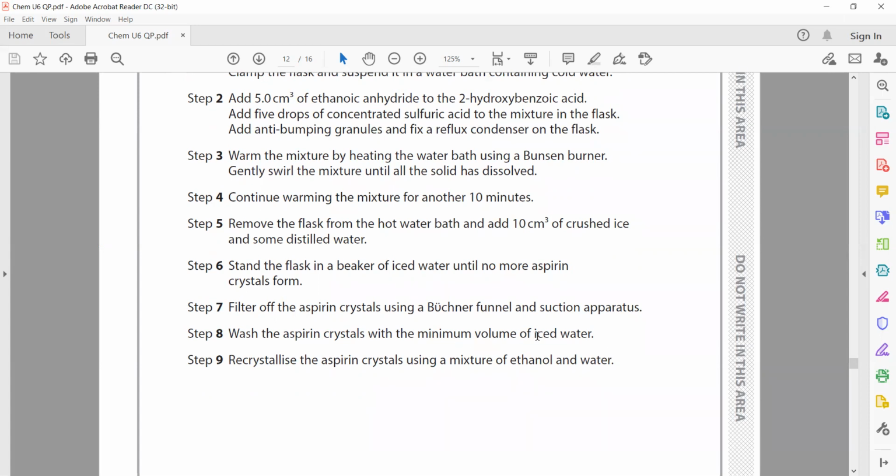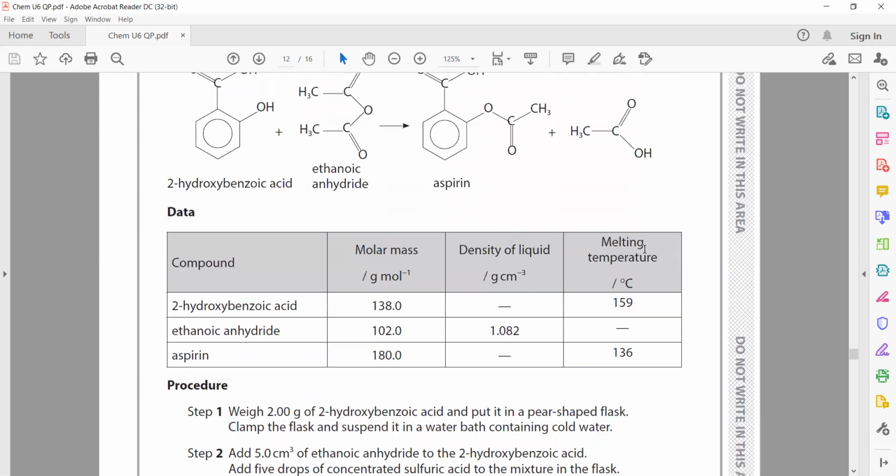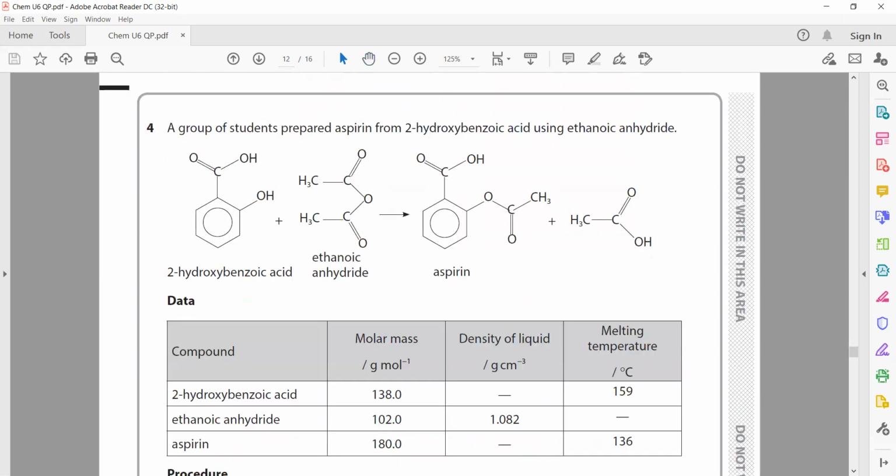So this one is to dissolve the soluble impurities, and we use an ethanol and water mixture to recrystallize aspirin. So this was unit 6 of IAL chemistry from June 2020.